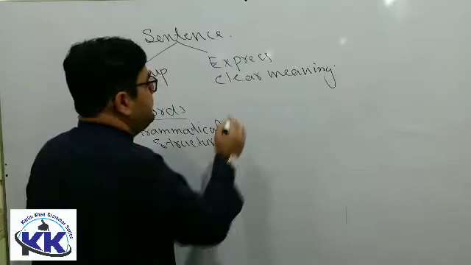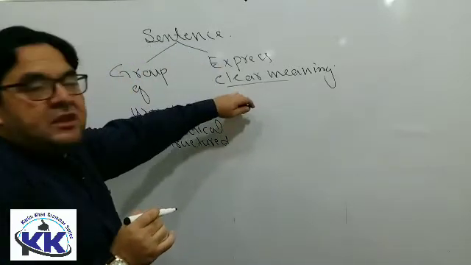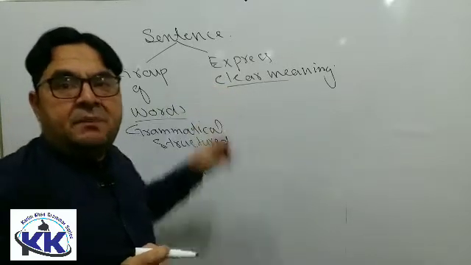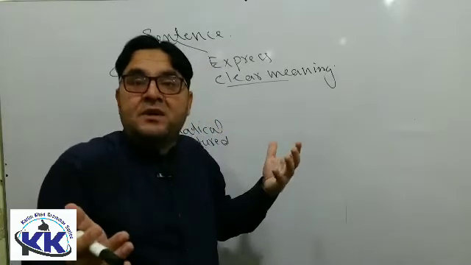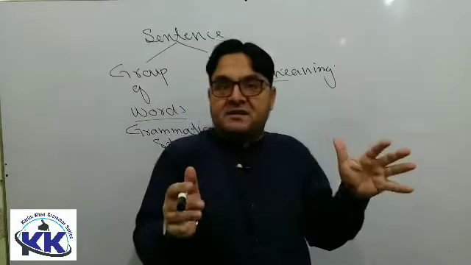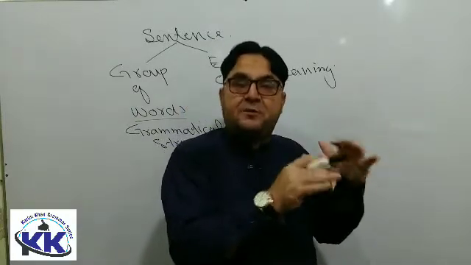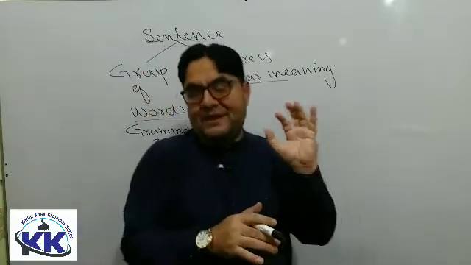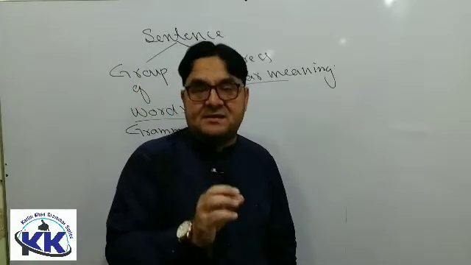Clear? And this is the semantic or the pragmatic part of the sentence, that it must express a clear meaning. I mean, the listener or the reader must have a clear thought in his mind of what you mean to say, what you want to say. So a sentence must have these two basic characteristics: the group of words, meaning the arrangement of words in proper order, and expressing clear meaning and thought.